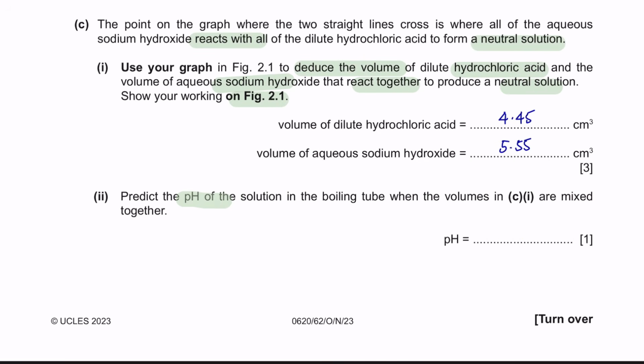Next, predict the pH of the solution in the boiling tube when the volumes in part C1 are mixed together. Okay, they have mentioned that it will form a neutral solution. A neutral solution has a pH of 7.